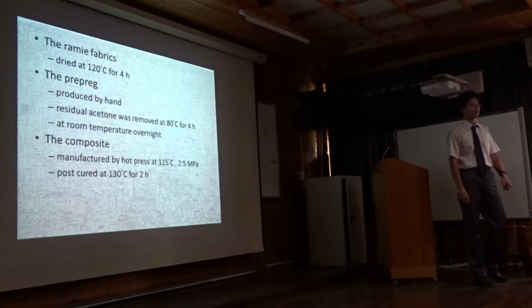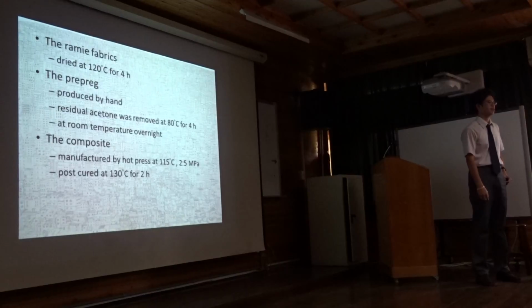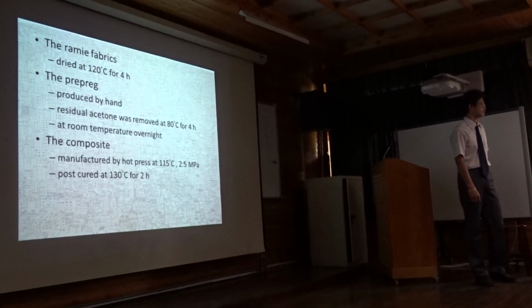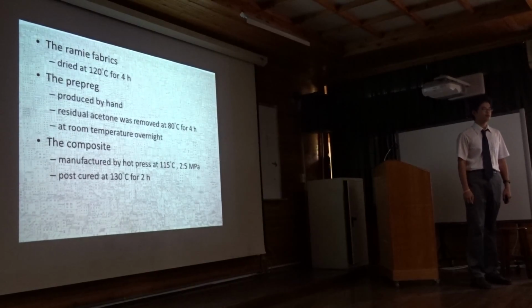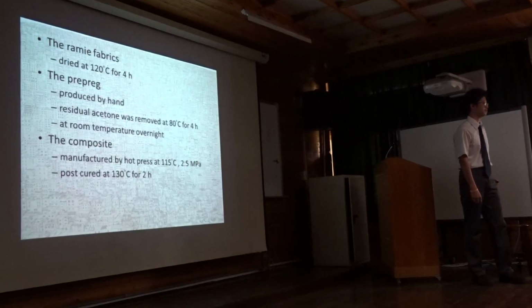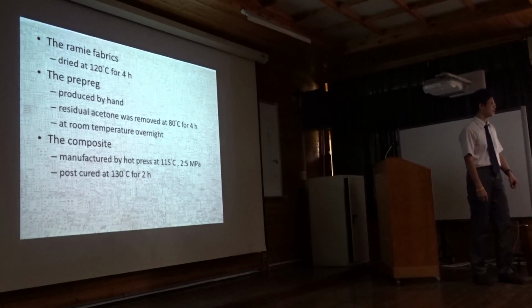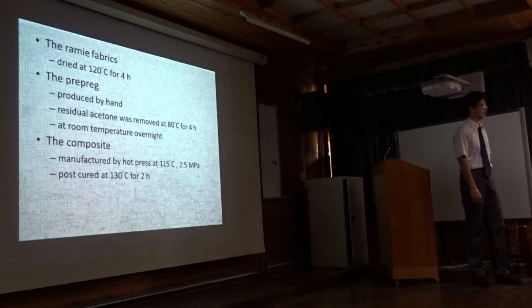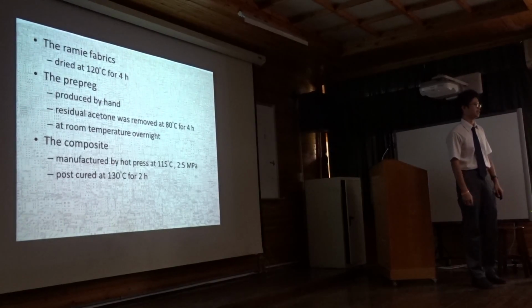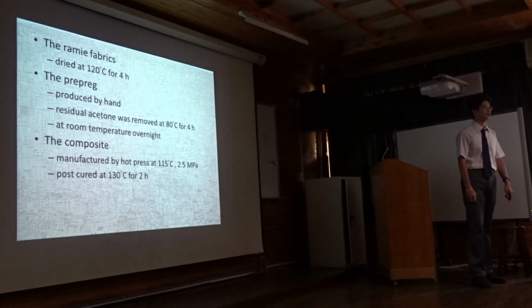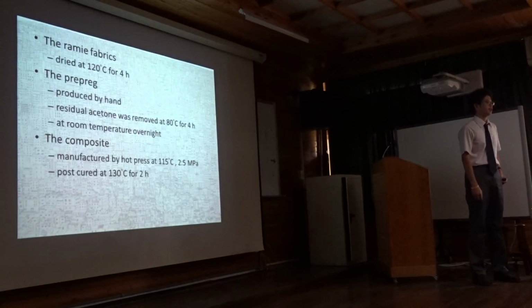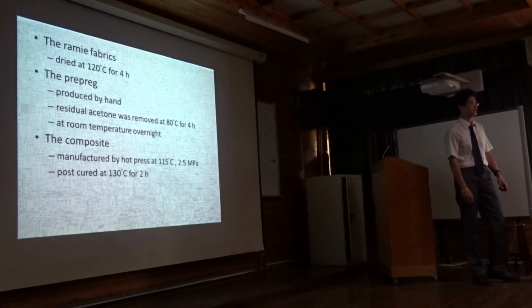The rayon fabrics were dried in an oven at 120 degrees for 4 hours to remove moisture. The prepreg was produced by hand, and the residual acetone was removed at 80 degrees for 4 hours, and then at room temperature overnight. The composite was manufactured by hot press at 115 degrees under a pressure of 2.5 MPa, and then post-cured at 130 degrees for 2 hours. Natural fiber, epoxy two-phase composite were also processed by the same method.